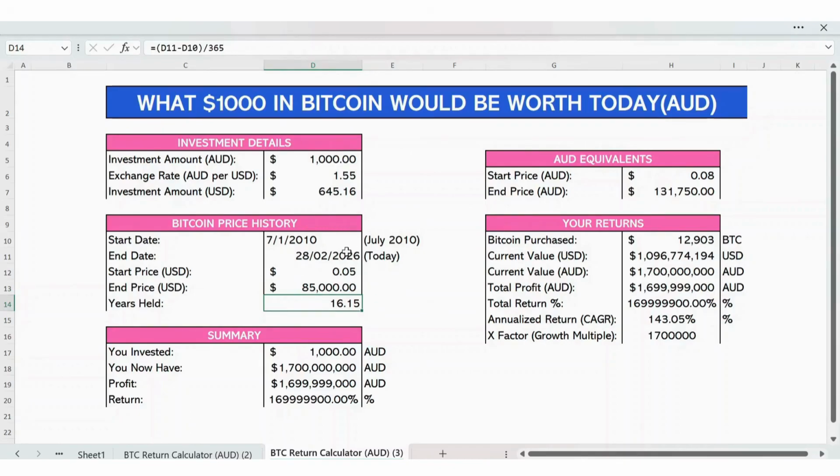And look at cells H6 and H7. These convert those prices to Australian dollars, from 8 cents AUD back then to 131,750 AUD per Bitcoin today.